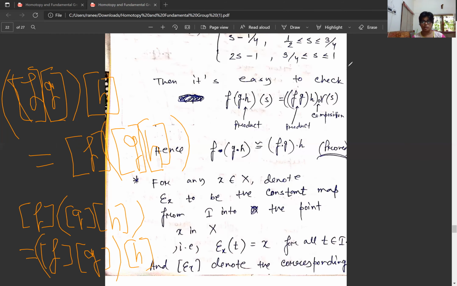Right, for example, the composition of functions is associative. If something is associative, it means that a composed with b composed c is the same as a composed b and then composed with c. But this is well defined in the sense that this holds for homotopy classes. That's what I was saying, right? So in general, it is not like that.